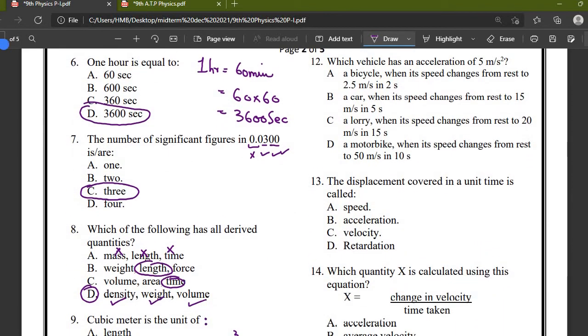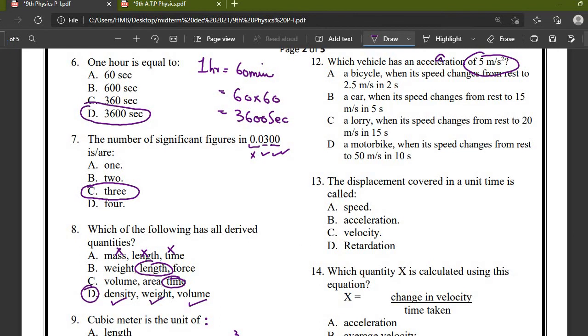And we have question number 12. Which vehicle has the acceleration of 5 meter per second square? So a bicycle, when its speed changes from rest to 2.5, so change in velocity 2.5 divided by 2 will not be equal to 5 meter per second square. Acceleration is equal to change in velocity upon time.